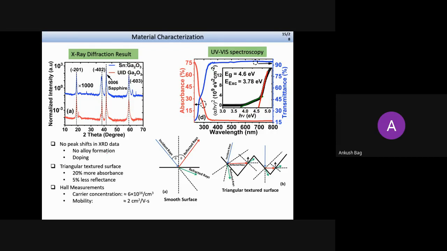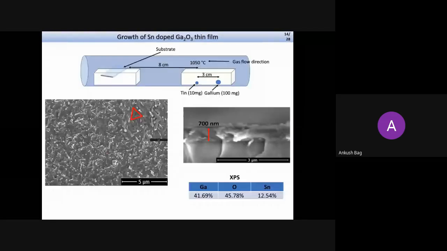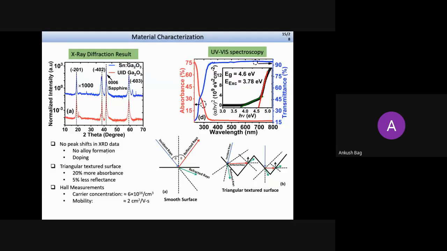So again, another thing, see, a ray diagram showing the case of a smooth surface as well as a triangular textured surface. As we have observed in this textured surface, when doping it with tin, we have this trench-like or triangular-like defect pattern on the surface, and due to this pattern it can help us to trap more photons. What is this trapping of more photons? Overall our objective is to absorb more and more photons. If we can absorb more and more photons, we will be able to get a better photodetector.